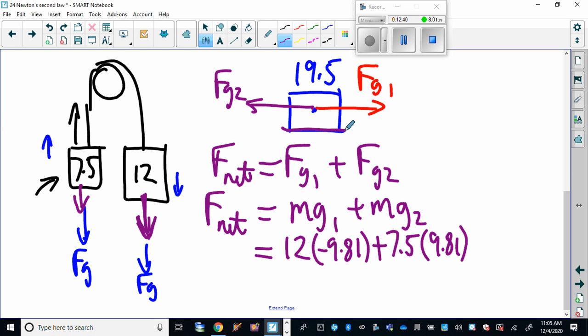So we're going to go 12 times negative 9.81 plus 7.5 times 9.81. And we're going to get an answer of negative 44.145 newtons. So that's the net force in this problem. And the negative simply means that the 12 is going to be going down.